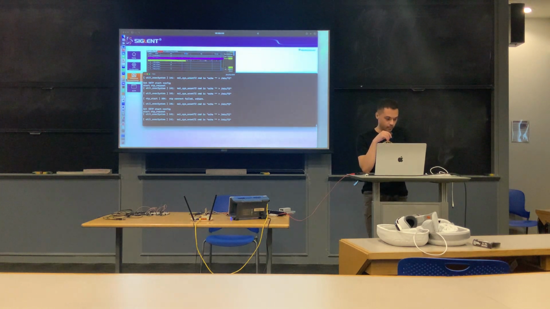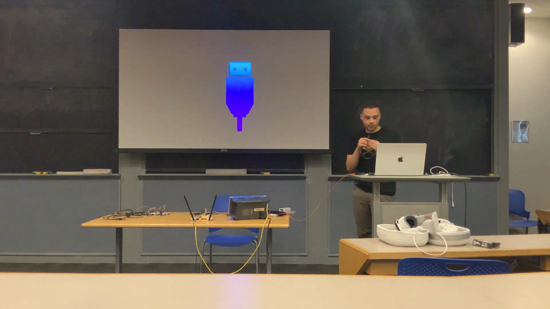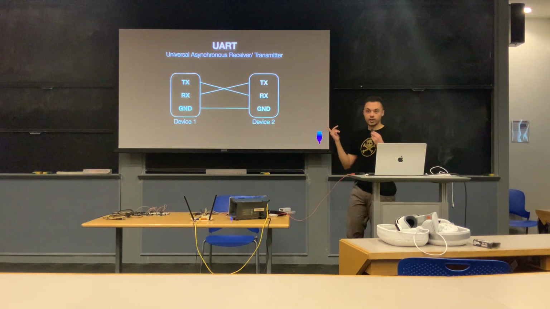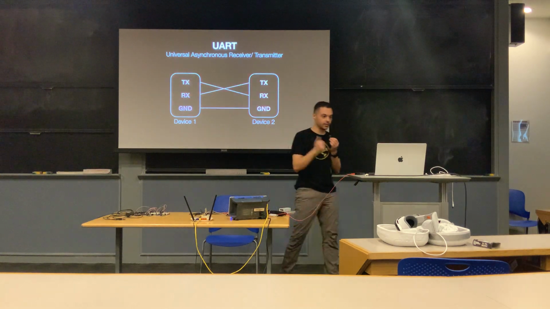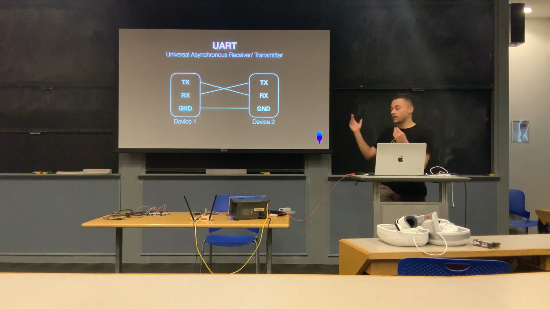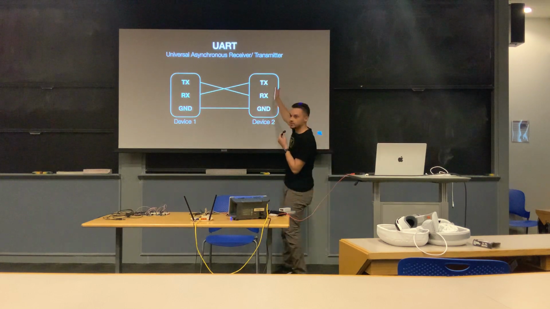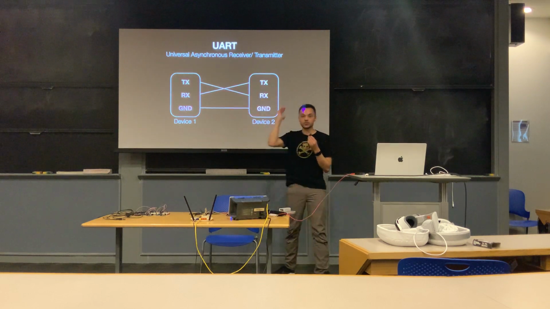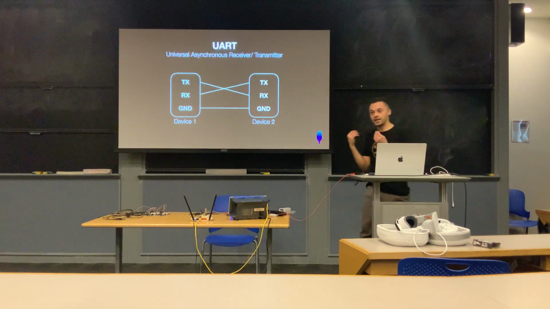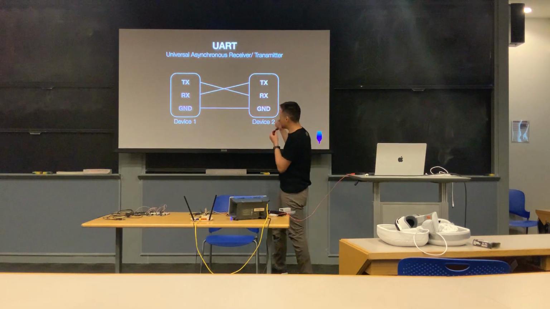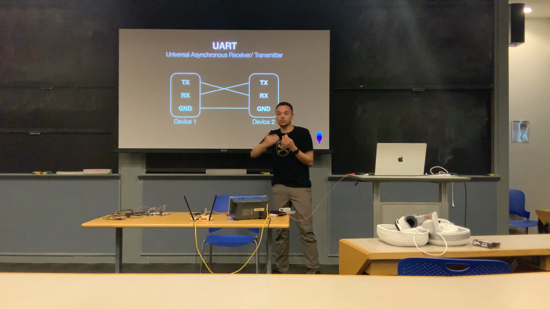Let's see what we're looking at here. So we have those UART pins, those TX, RX, and ground pins. So this is something called UART, Universal Asynchronous Receiver Transmitter. And the idea here is that every device is going to have a transmitter pin and a receiver pin. So TX is for transmitting data, RX is for receiving data. And the idea behind UART is that it's asynchronous. So every device is going to poll these pins at a regular interval.